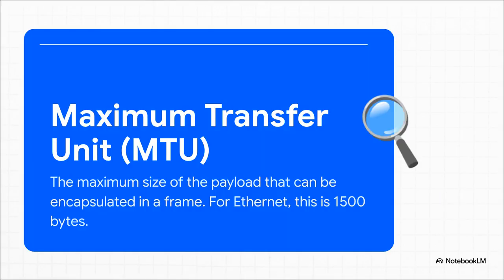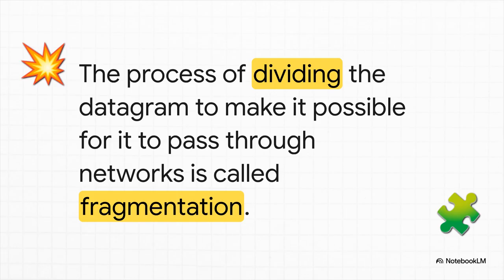Now, there's one more challenge our little packet might face on its journey. The internet isn't one single superhighway. It's this huge mesh of different kinds of networks, and some of them have strict size limits. You can think of them like low bridges or narrow tunnels. This size limit is called the maximum transfer unit, or MTU. For a standard Ethernet network, like what you probably have at home, it's usually about 1,500 bytes. So what happens if our packet is, let's say, 4,000 bytes, but it hits a part of the network with a 1,500 byte limit? It can't just squeeze through.